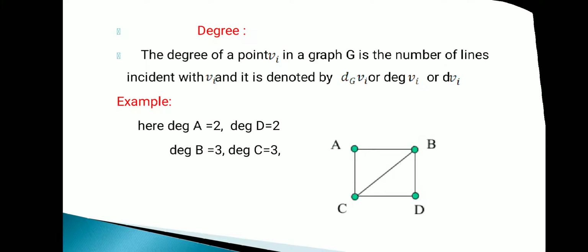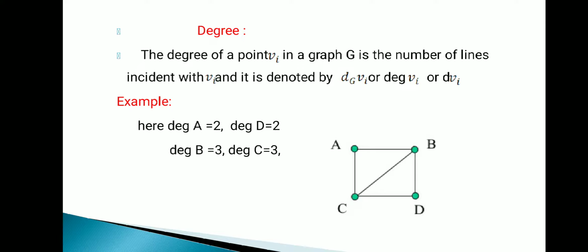Next, the degree of a point vi in a graph G is the number of lines incident with the point vi, and it is denoted by dG(vi), or degree of vi, or d(vi). We consider the figure. Here the vertices A and D have the same degree, that is 2, and the vertices B and C have the same degree, that is 3. It is clearly shown in the figure.